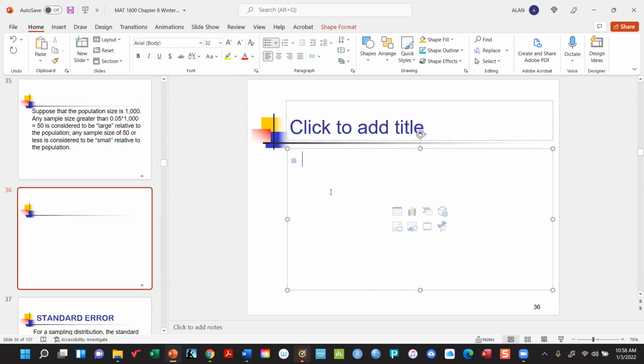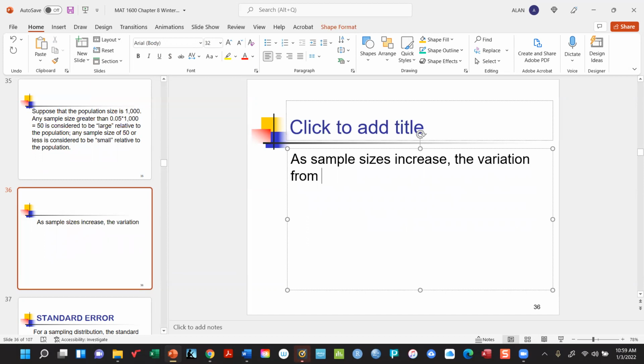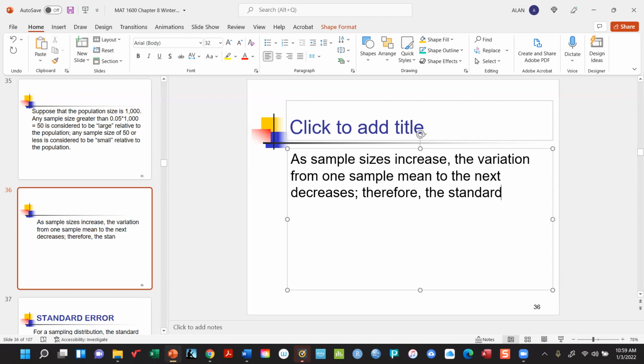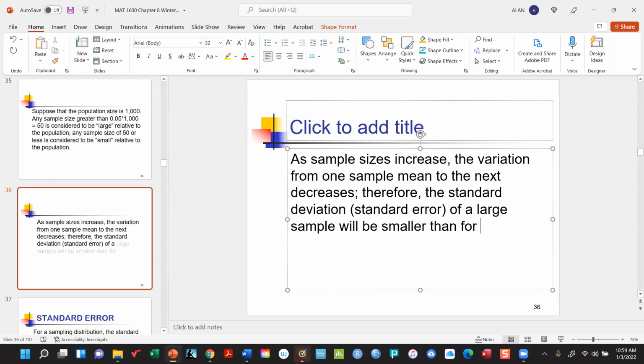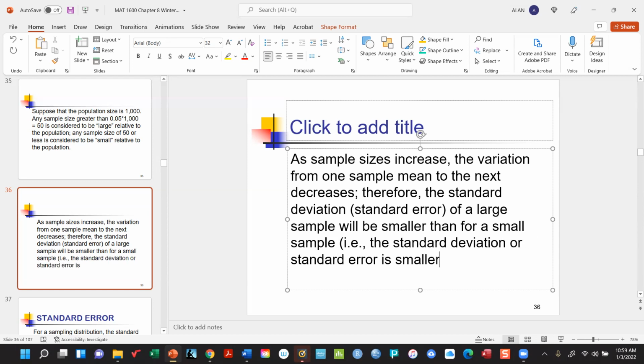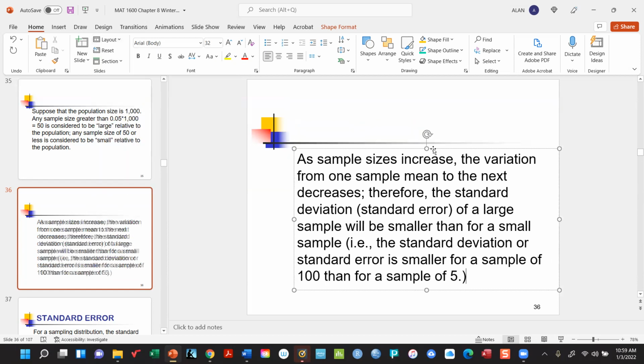Because the key to the whole thing here is that as sample sizes increase, the uncertainty, let's say the variation from one sample mean to the next, decreases. Therefore, the standard deviation or standard error of a large sample will be smaller than for a small sample. This is getting back to the idea that the standard deviation or standard error is smaller for a sample of 100 than for a sample of 5, as we saw already. And this is how we capture that. So again, what matters is that 5% is the magic number.